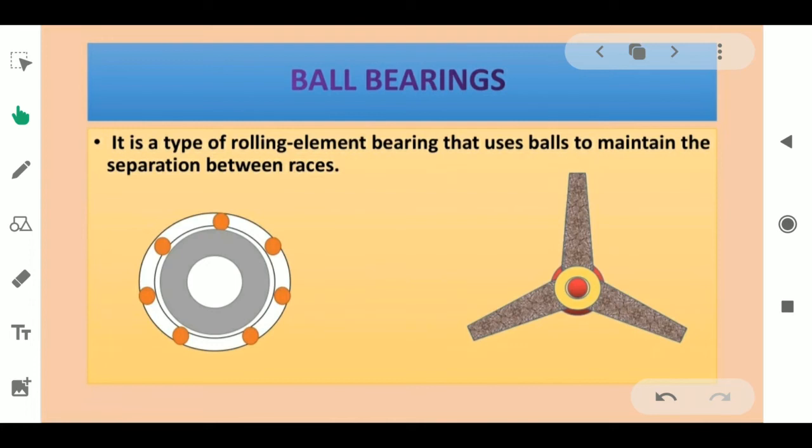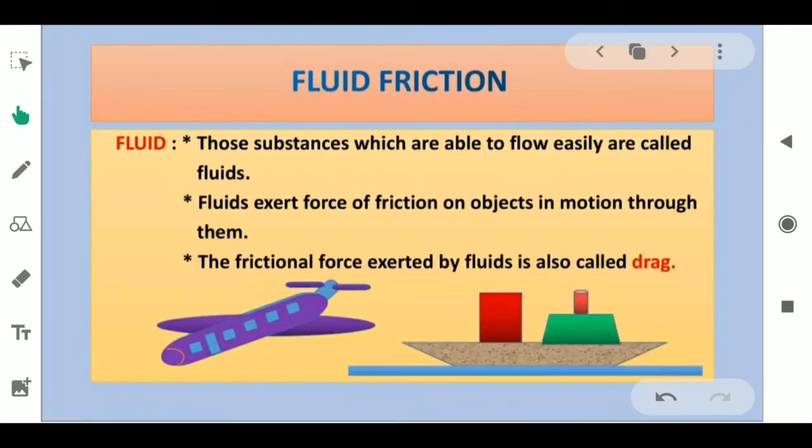Clear? Next, fluid friction. What do you mean by fluid? The substances which are able to flow easily are called fluids. For example, water, oil, petrol, gases, all these are fluids. These fluids exert a force of friction on objects in motion through them. When objects move through these fluids, the fluids exert a kind of friction on the objects. That is what we call fluid friction. The same fluid friction is also known as drag. Very important point.